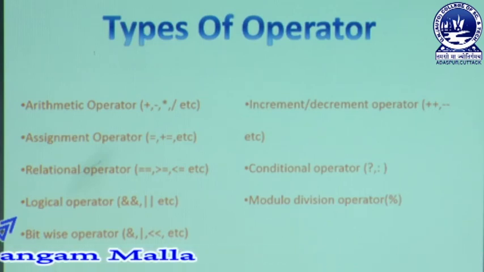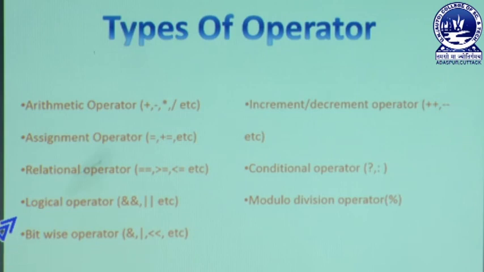Next is the conditional operator. The operators which are used for writing conditions are called conditional operators. In the conditional operator we have only two operators, that is the question mark and colon. So while writing a condition, we can give the conditional operator, that is the question mark and colon. And the last one is the modulo division operator, that is the percentage symbol. In the case of the modulo division operator, if we give values and want the answer as the remainder of the division, then we use the modulo division operator, which we will be using while writing the program.